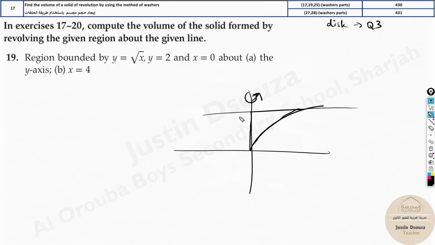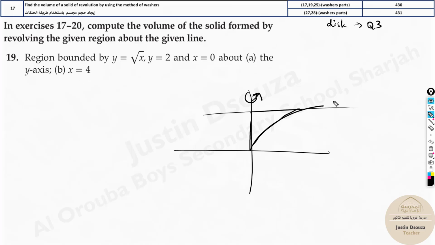Now we will not look into this. Why? If you do it along the y-axis, it's just going to be like this. Left side also the same, and it's a single thing. There is no hollow space formed. But if we do part B, we need a washer, right?